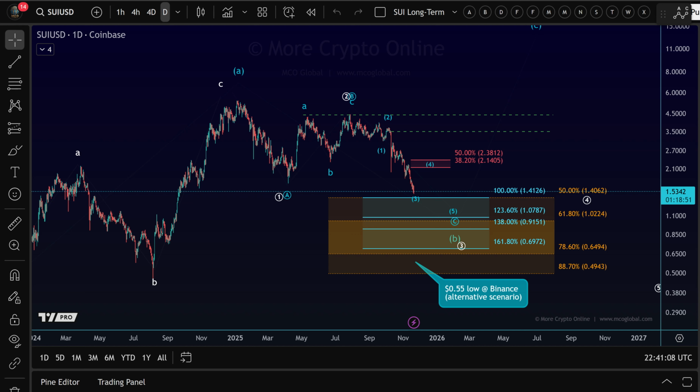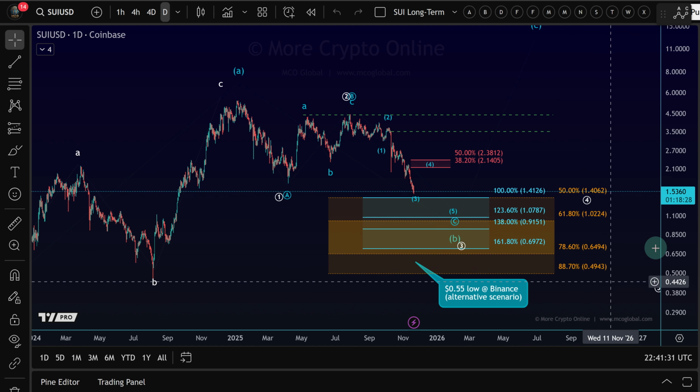This is the Elliott wave structure for the cryptocurrency SUI. We will take a look at the chart and we start here on the daily time frame. And what we can see is that the blue scenario is taking us lower into the support zone, which is between 49.4 cents and $1.40.